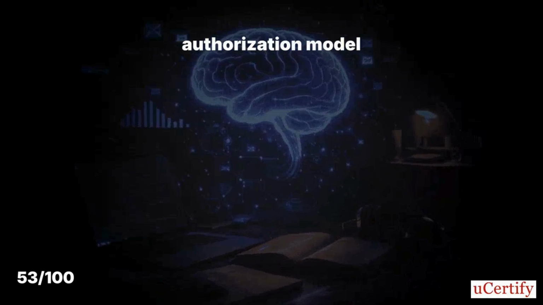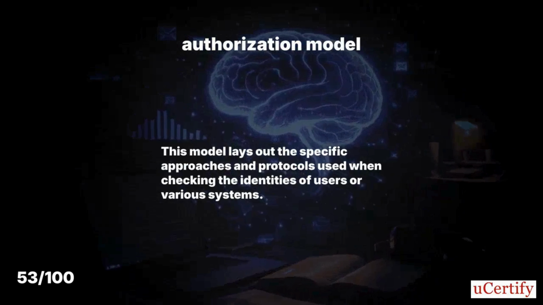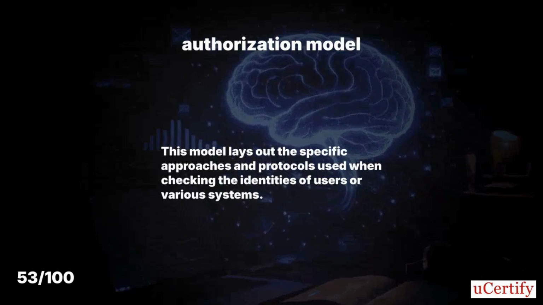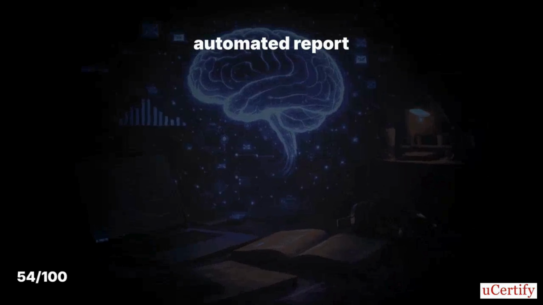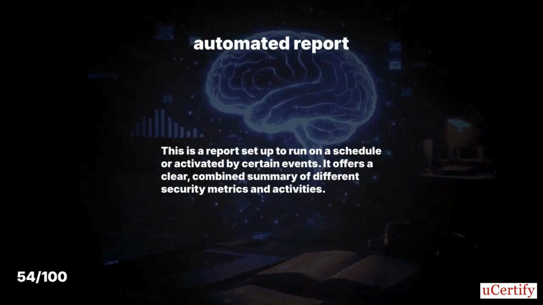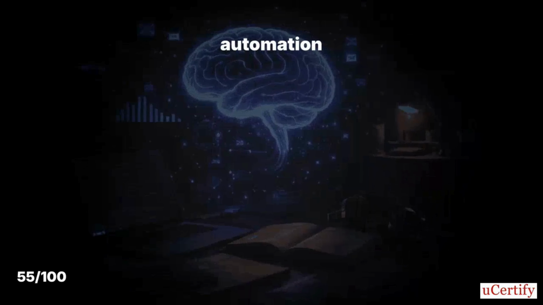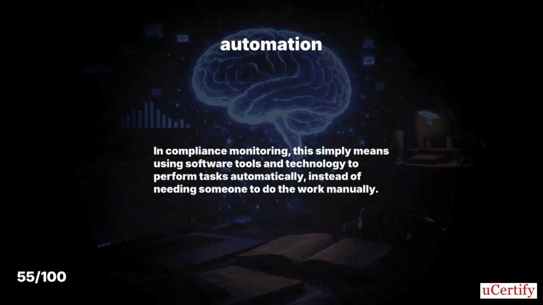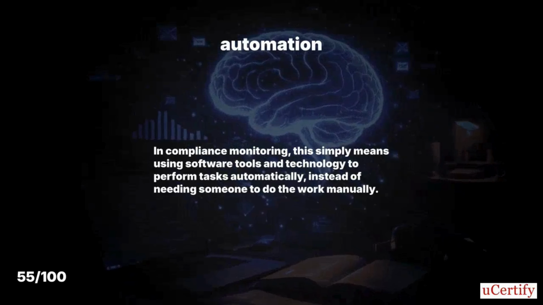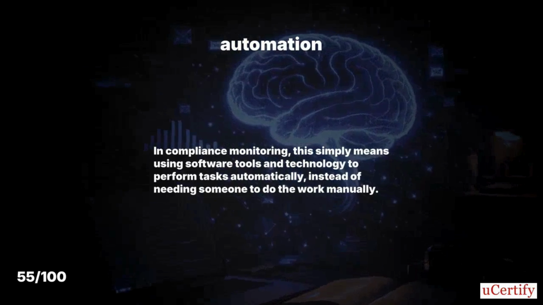Authorization model. This model lays out the specific approaches and protocols used when checking the identities of users or various systems. This is a report set up to run on a schedule or activated by certain events. It offers a clear, combined summary of different security metrics and activities. Automation. In compliance monitoring, this simply means using software tools and technology to perform tasks automatically instead of needing someone to do the work manually.